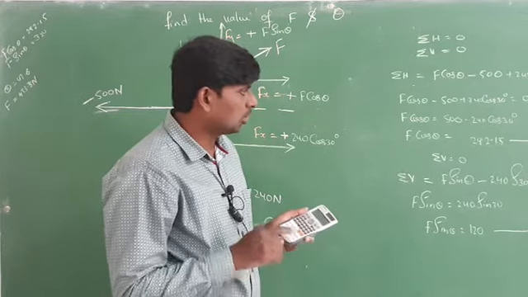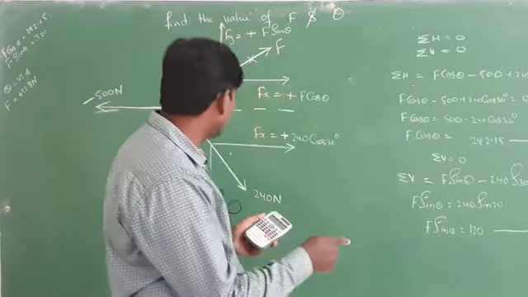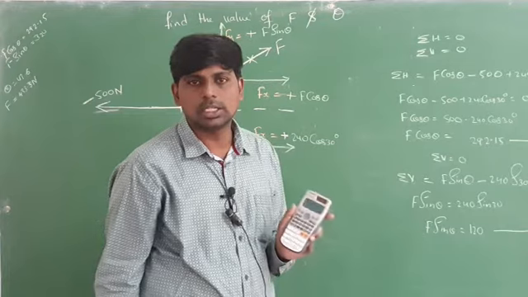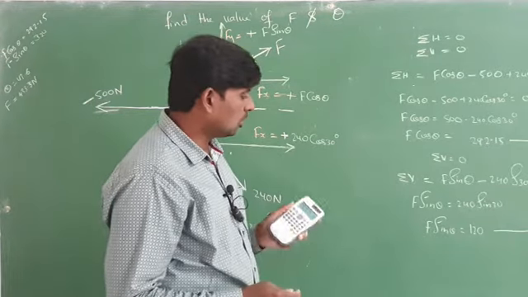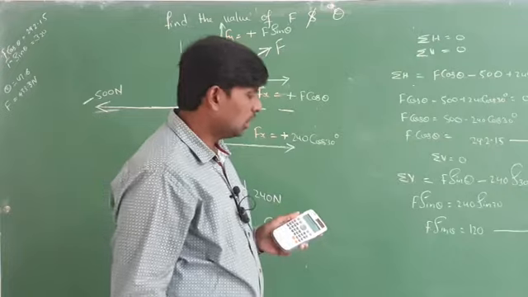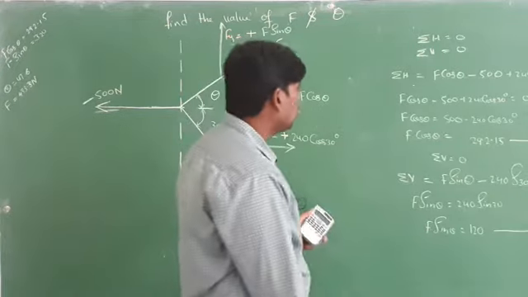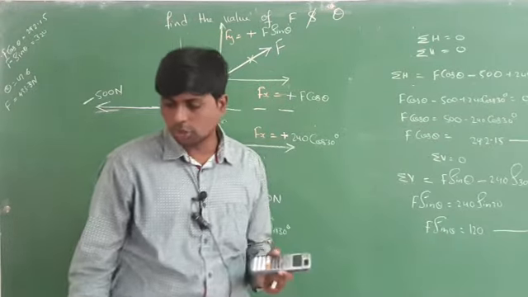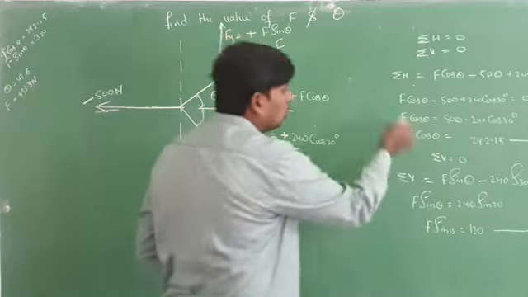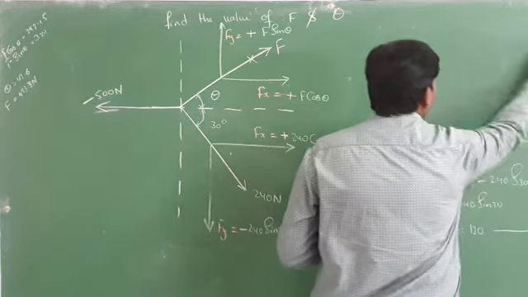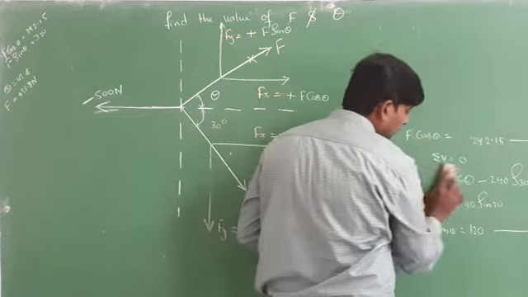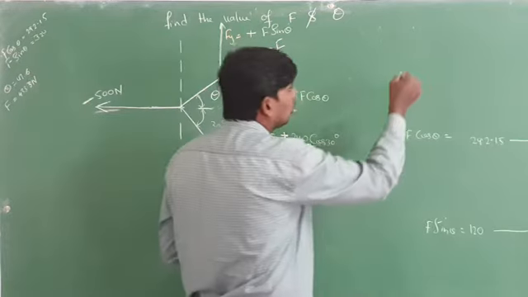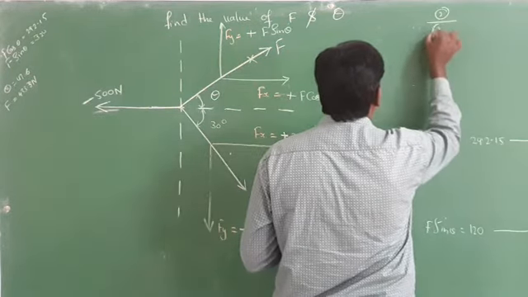Previously you solved 500 minus 240 cos 30, and this one is 240 sin 30. After that, equation 1 is there and equation 2 is there. Both are unknown, so you divide equation 2 by equation 1.